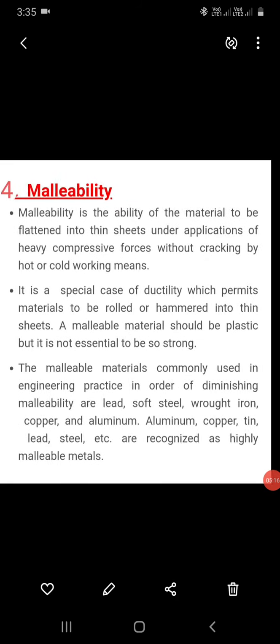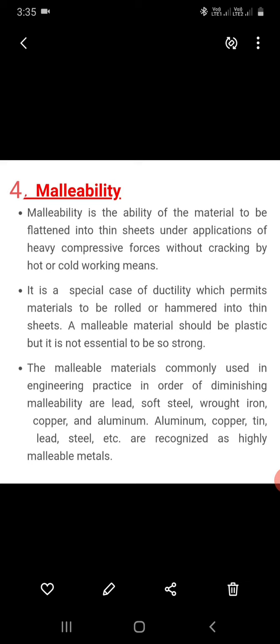Next, the fourth one is malleability. This is also a property similar to ductility. Malleability is the ability of a material to be flattened into thin sheets under the application of compressive force without cracking, by hot or cold working. It is a special case of ductility which permits a material to be rolled into thin sheets. A malleable material should be plastic, but it need not be very strong. Malleable materials commonly used in engineering practice are lead, soft steel, wrought iron, copper, aluminium, tin, etc. They are highly malleable.